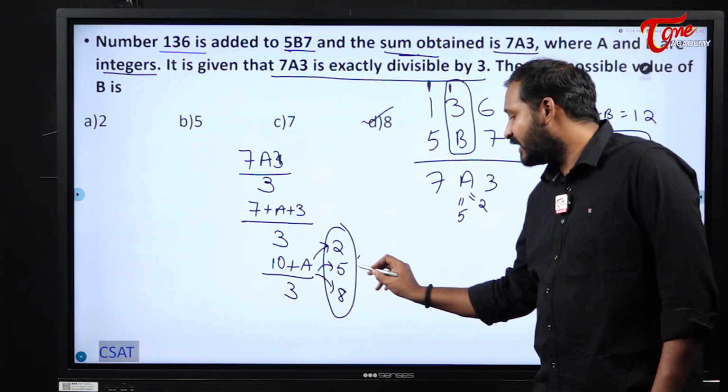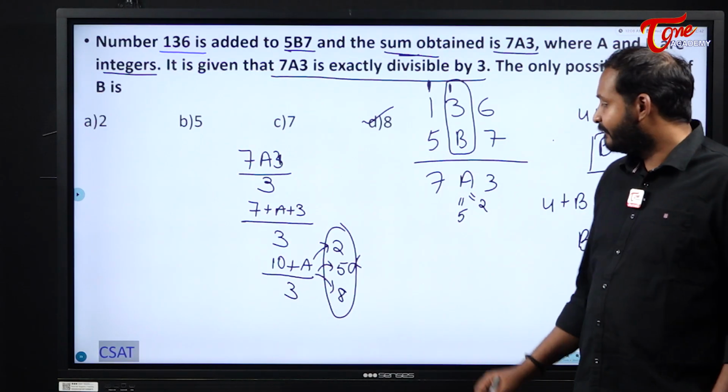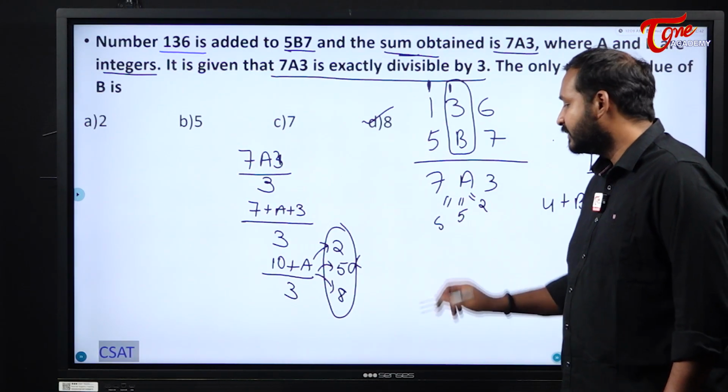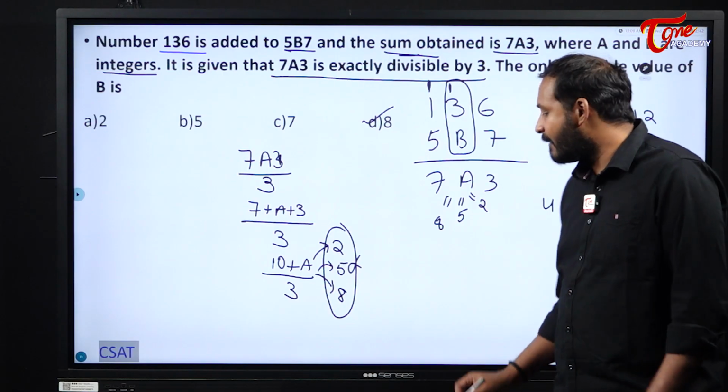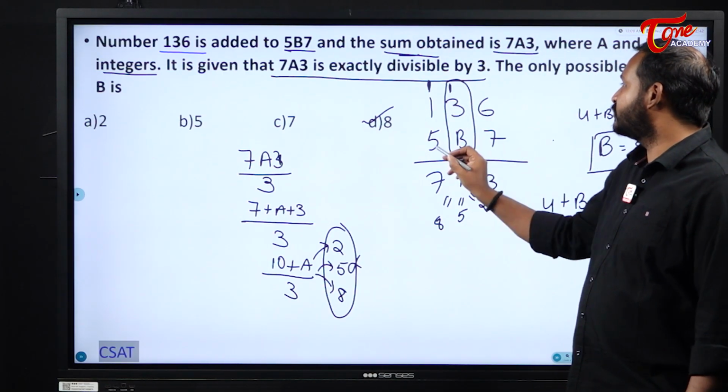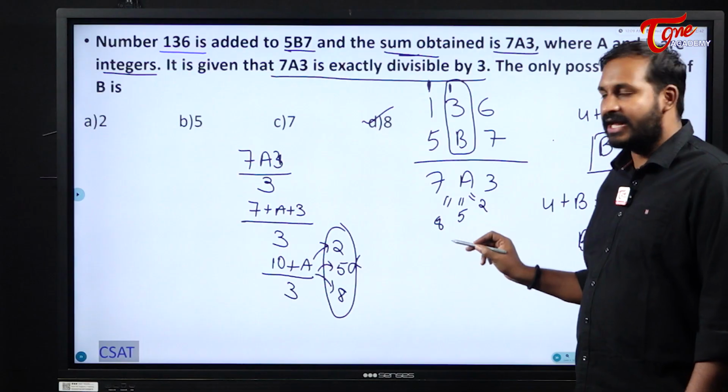Because of that reason, a as 5 is not possible. Now I will take a as 8. If I take a value as 8, what will happen here? Please see here, as usual, it should become 18. So 1 will go as a carry and I will have 8 here.